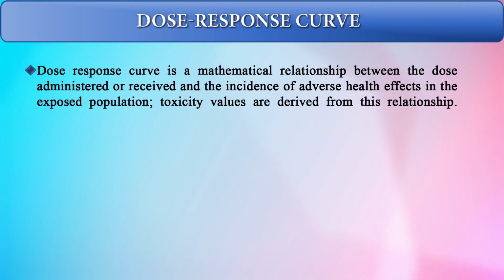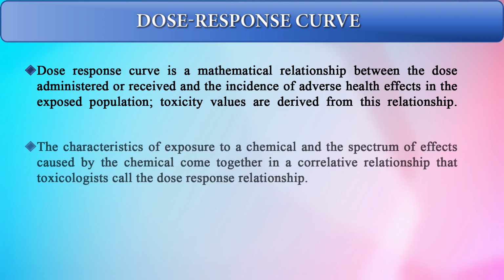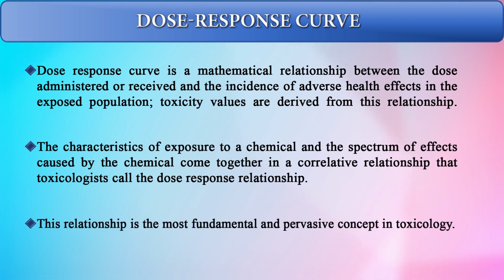The dose response curve is a mathematical relationship between the dose administered or received and the incidence of adverse health effect in the exposed population. Toxicity values are derived from this relationship. The characteristics of exposure to a chemical and the spectrum of effect caused by the chemical come together in a correlative relationship that toxicologists call the dose response relationship. This relationship is the most fundamental and pervasive concept in toxicology.